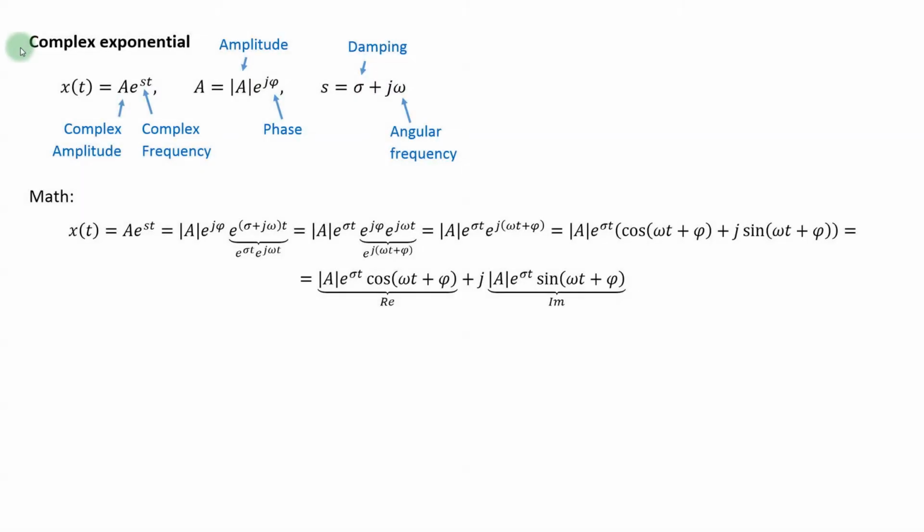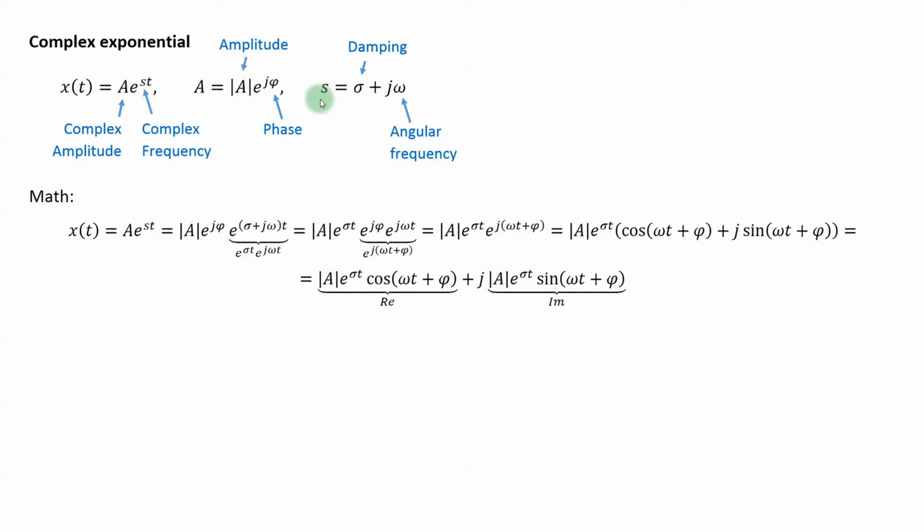So, the complex exponential. Mathematically, the complex exponential can be written in a very similar way to the real exponential, except now this a is complex and we call it the complex amplitude, and this s is also complex and we call it the complex frequency. Typically, we write the complex amplitude in the polar form, where the magnitude of the complex number will correspond to the amplitude of the sines and cosines hidden in the complex exponential, and the phase of this complex number will correspond to the phase of those sines and cosines hidden in that complex exponential.